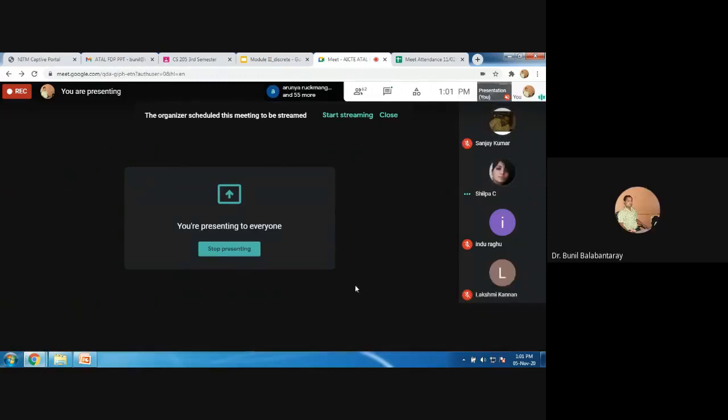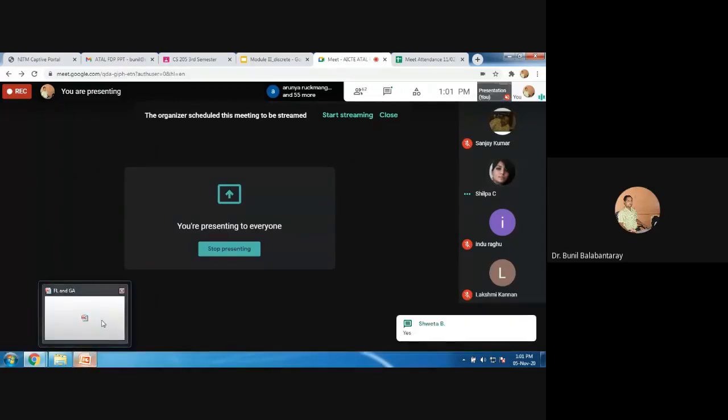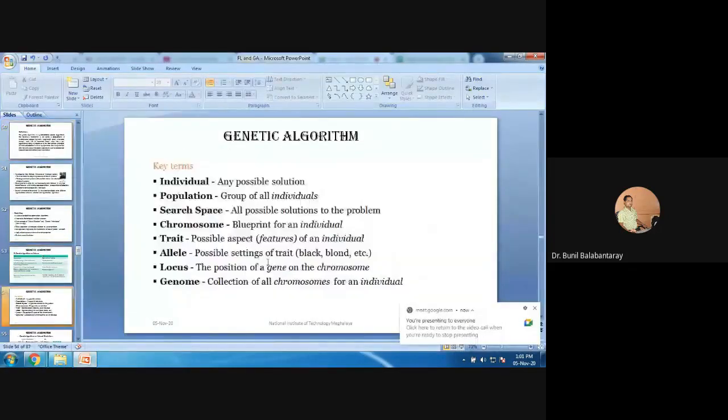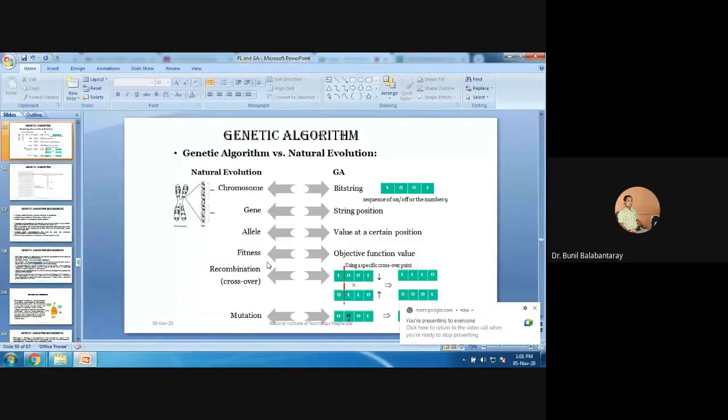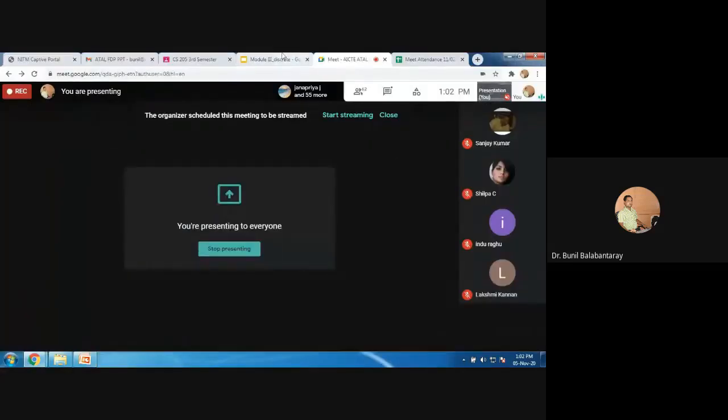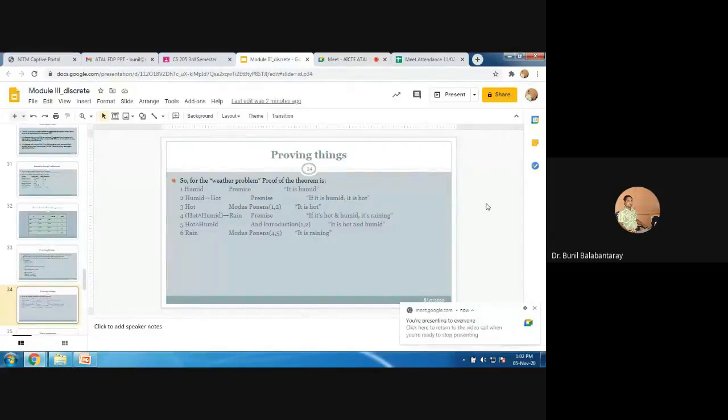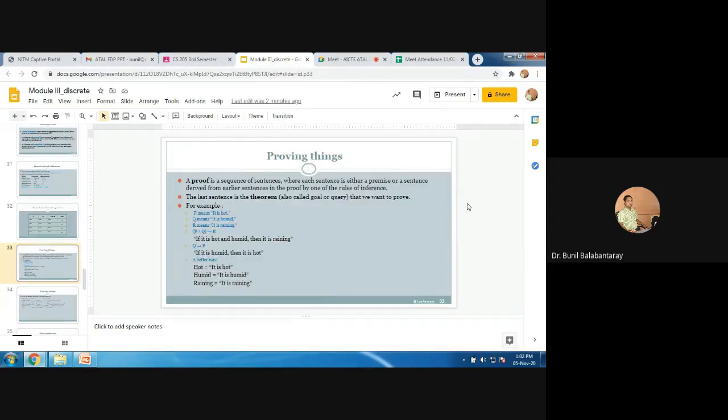It is already too late for genetic algorithm. I'm not going to finish the genetic algorithm today. In the next session which I have, I'll be going to the genetic algorithm portion. Let me give you some insights into propositional logic and predicate logic, which is useful for fuzzy logic representation. Now here, let me give you this particular insight.